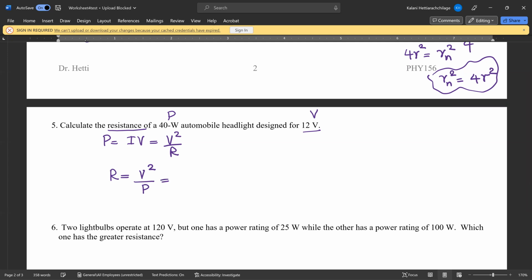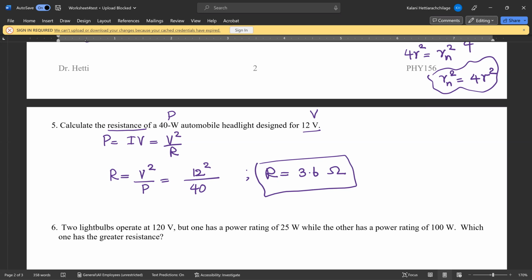So everything is given in SI units. This is 12 volts squared, and the power is 40 watts. So then you're going to get the resistance in ohms. I have around 3.6 ohms. So there is no correct sig figs yet.